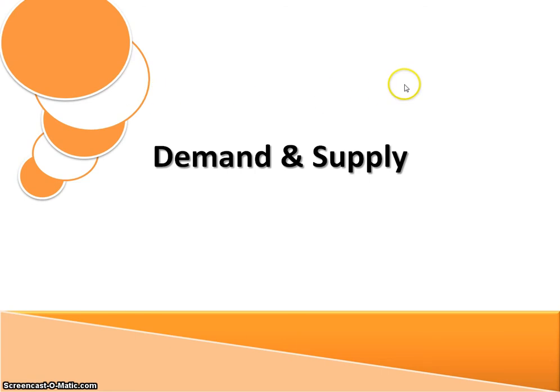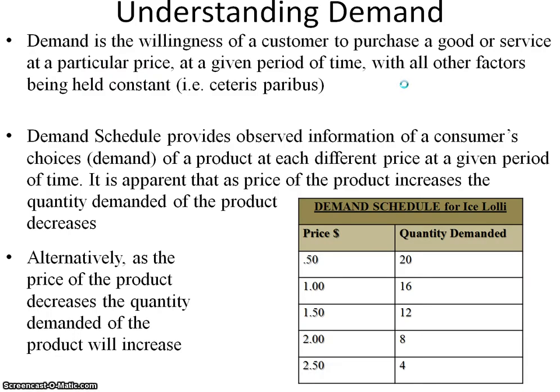It's important, therefore, for us to understand what is demand. Now, when you go to a shop and you purchase a commodity in that shop or in the grocery, what you're actually saying is that by utilizing your income, you have a desire to have this particular good or service. So demand is the willingness of a customer to purchase a good or service at a particular price at a given period of time, with all the factors being held constant. And the term "with all of the factors being held constant" can be wrapped up in two Latin words, ceteris paribus, which means that all of the factors are being held constant.